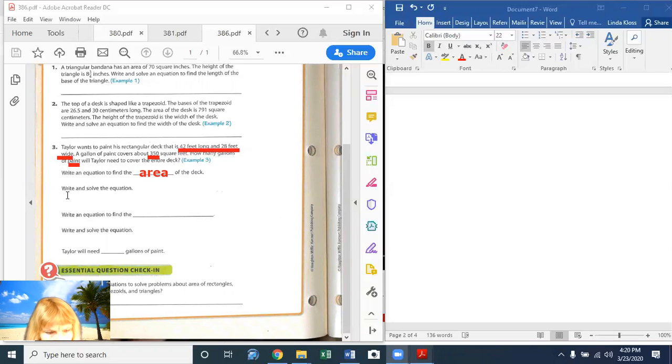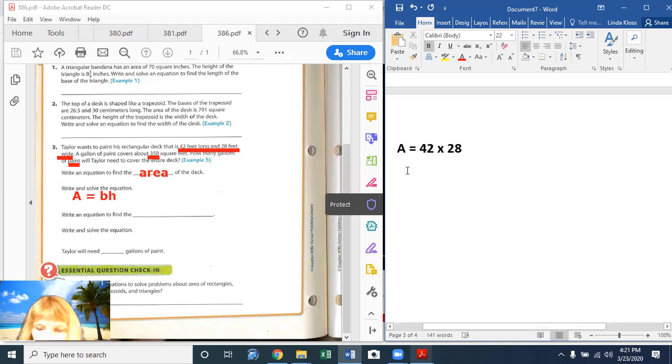Well, we can write an equation. We know the area of a rectangle is equal to length times width, or base times height, which we've been using at the moment because it goes well with our parallelogram. So that is what we will use. And then we have to solve that. So I'm going to come over here to the right where I got a little more room. Area is equal to base, 42 feet long, times my height or width, 28. Okay. So now I have to multiply 42 times 28.